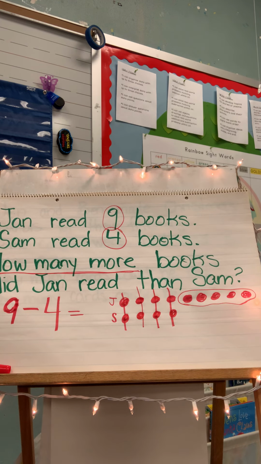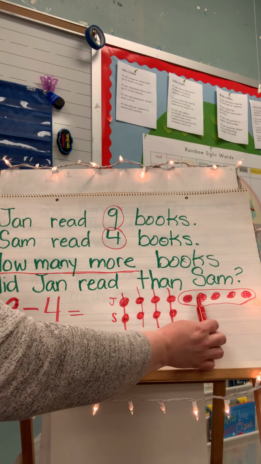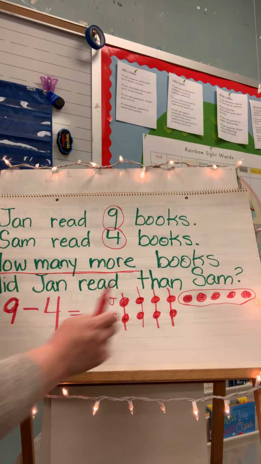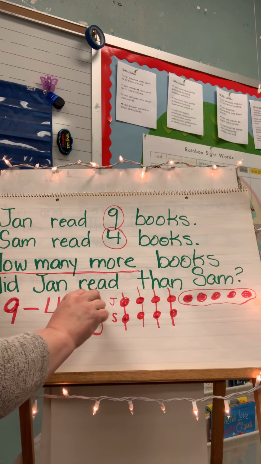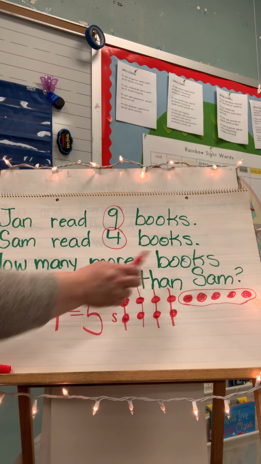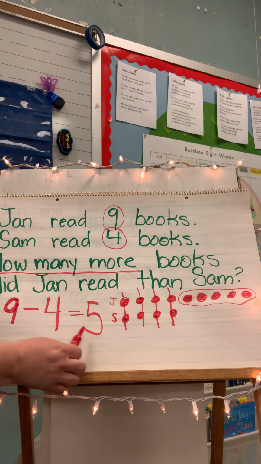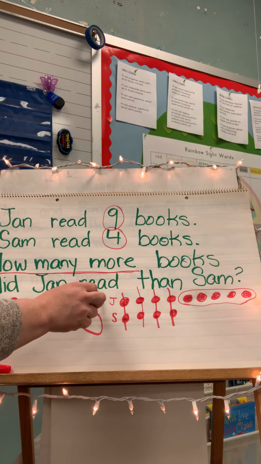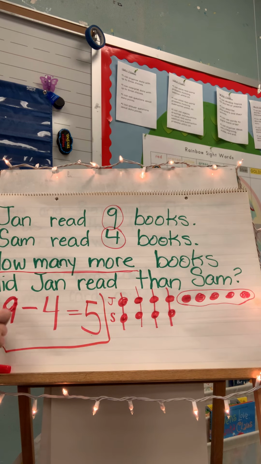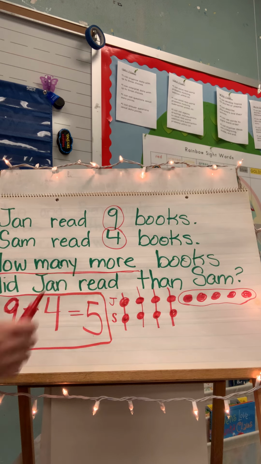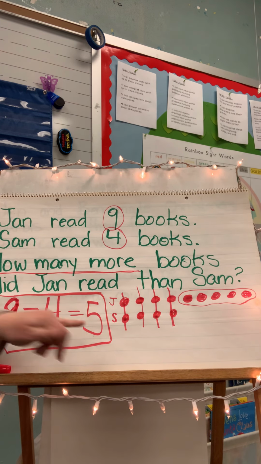Okay, so all I'm going to do is count them. 1, 2, 3, 4, 5. So the answer to how many more books Jan has than Sam is 5 right here. Here is our number sentence. 9 minus 4 equals 5. Okay, good job.